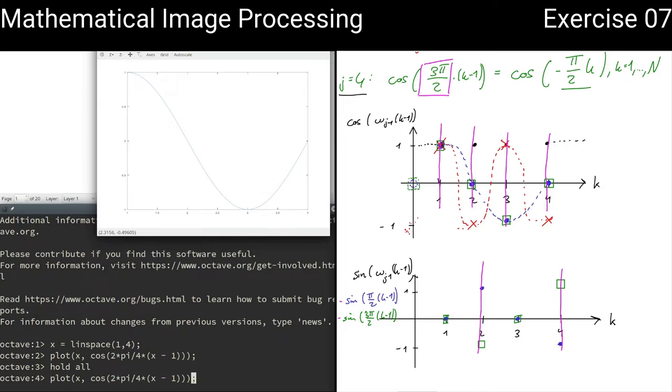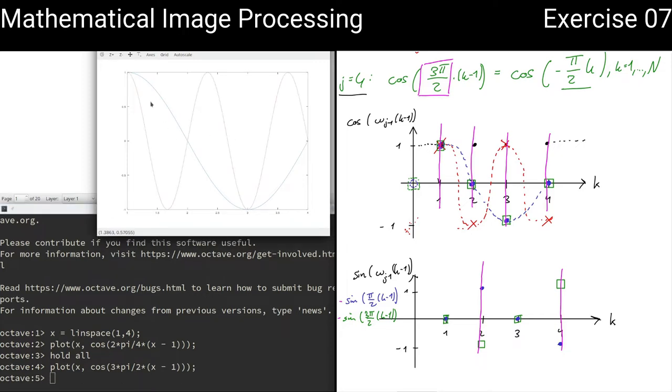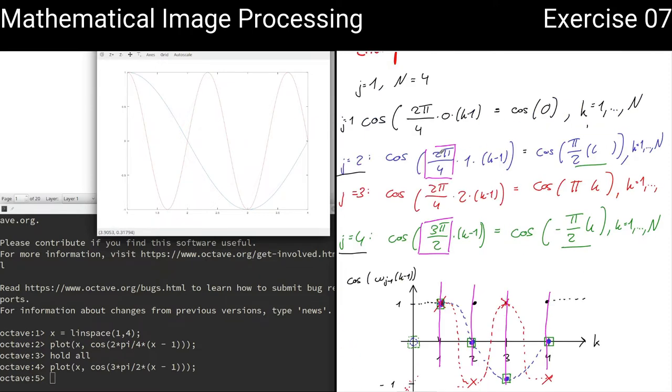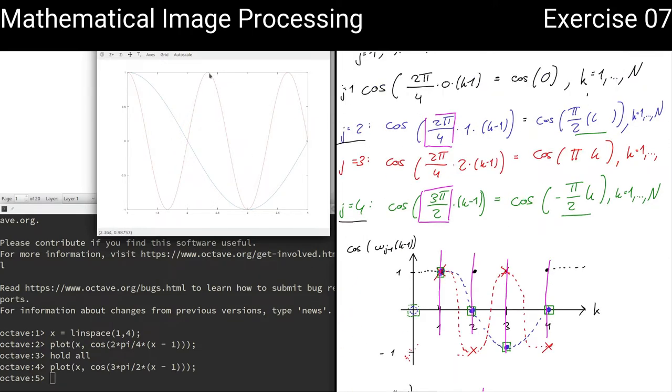So now let us plot the other signal with the frequency 3 pi over 2. Okay, clearly, now, from the continuous point of view, we see this curve here is oscillating more than the other one. So the first one only gets one period done, the other one has, I think if I counted correctly, more than one. So this is one period, here is the second one. So at least two periods here.